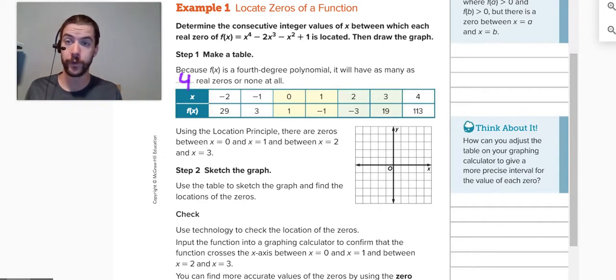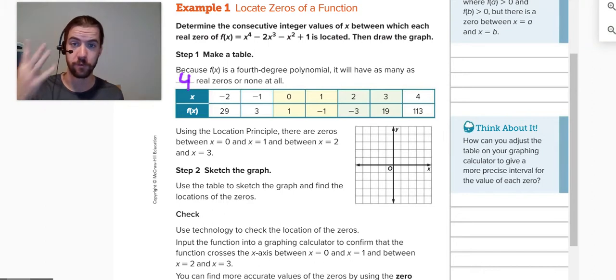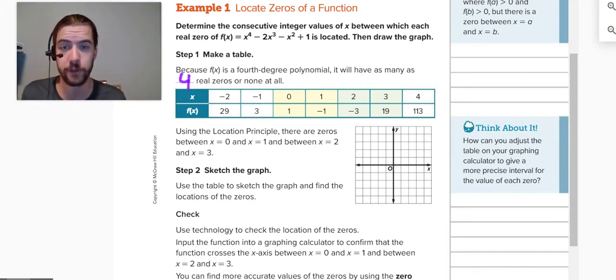Okay, so it will not necessarily have 4, but it will not have 5, it will not have 6, it will not have more than 4. It could have 3, 2, 1, or 0. It might not have any real number roots or solutions to the equation where this function equals 0. That may never happen, but at most it will happen 4 times. We'll have 4 zeros in there.